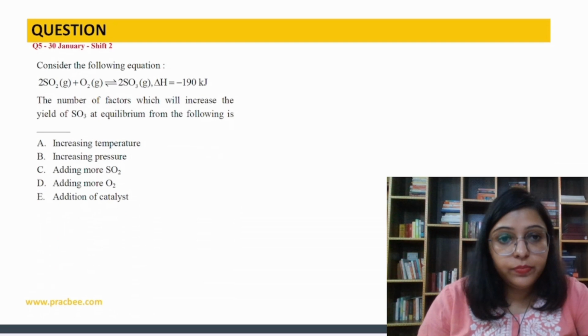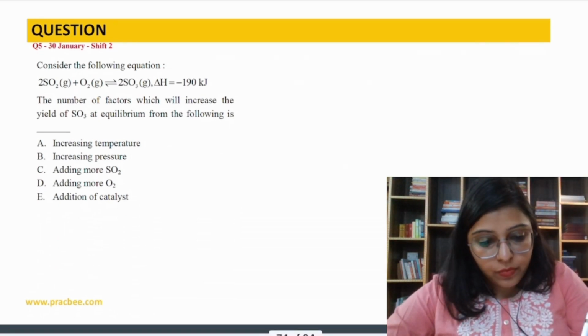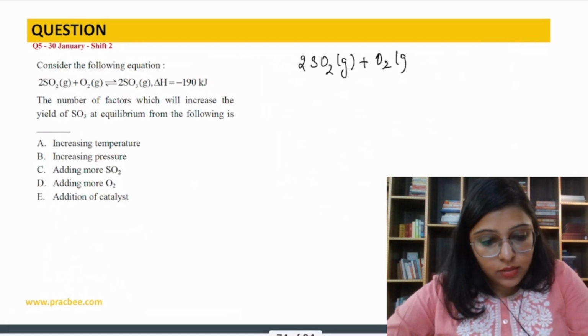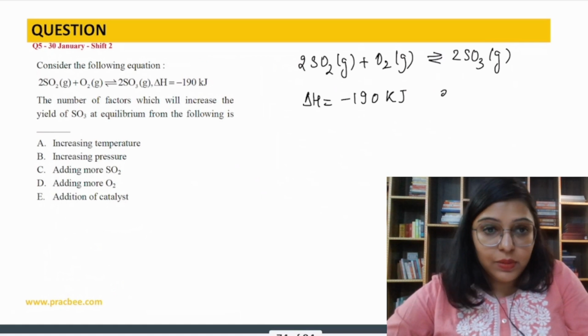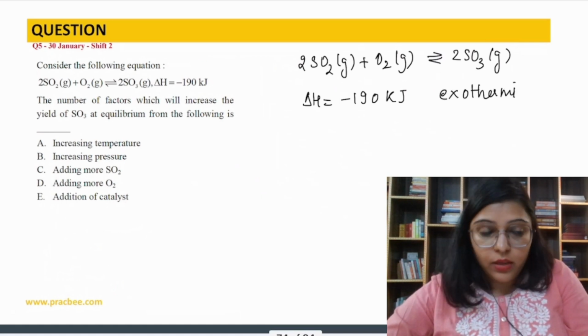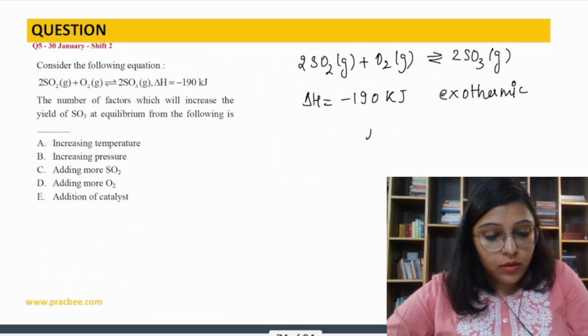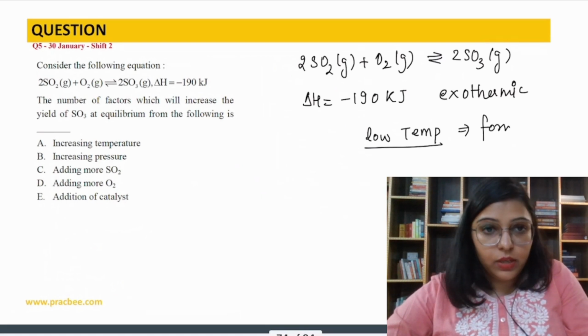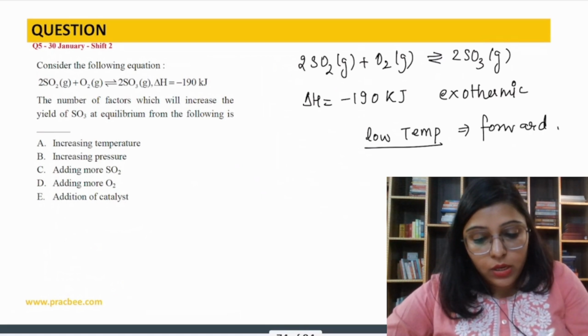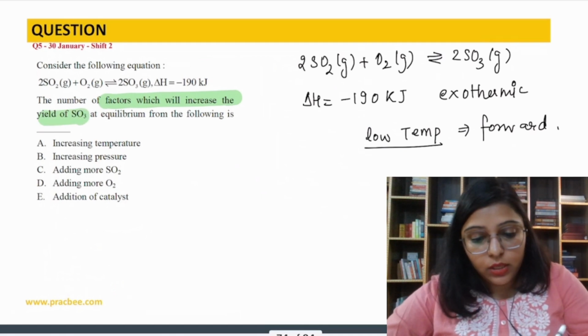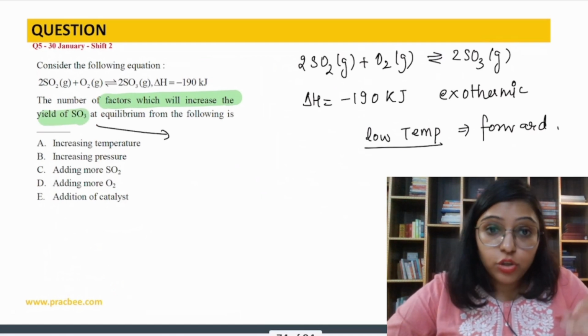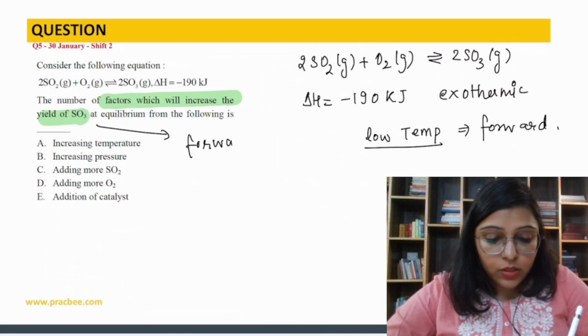So let's do this question. Consider the following equation: 2SO2 gas plus O2 gas gives 2SO3 gas. Okay, so delta H over here is minus 190 kilojoule. It means the reaction is exothermic. If the reaction is exothermic, then low temperature favors it. If the temperature is less, then the reaction moves in the forward direction. Now, the number of factors which will increase the yield of SO3. Increasing the yield of SO3 means the reaction should move in the forward direction.